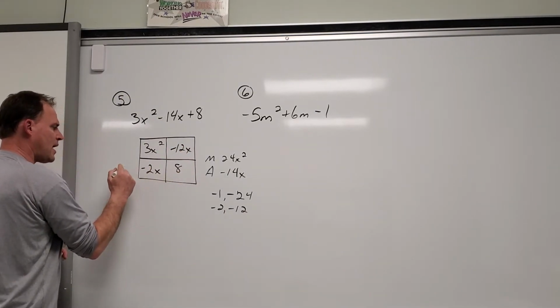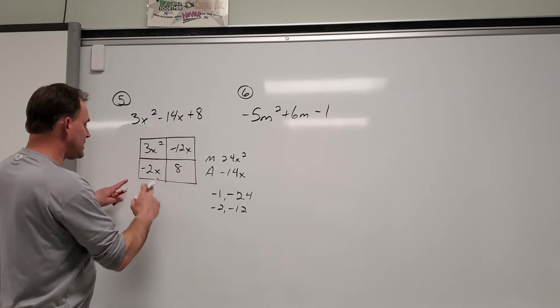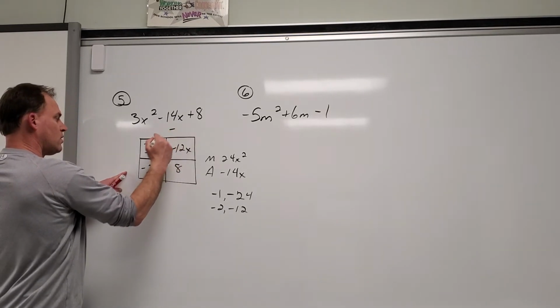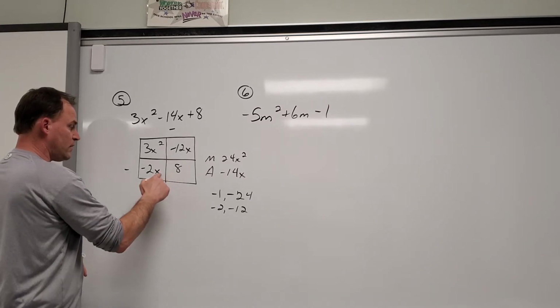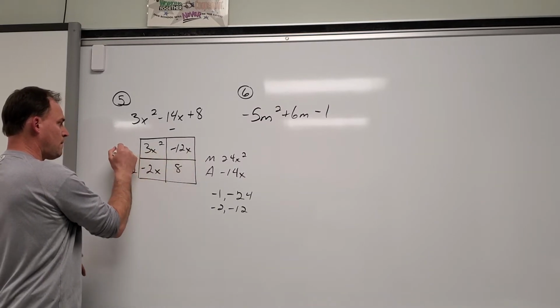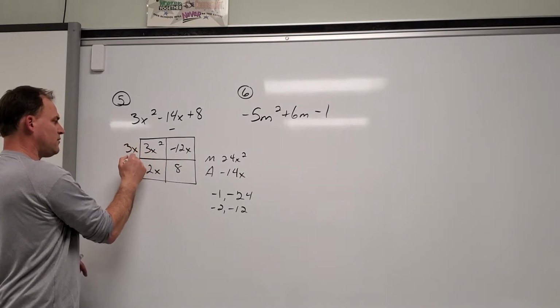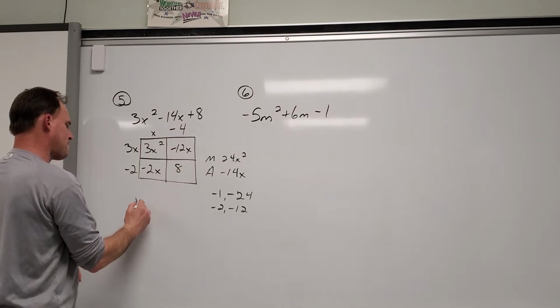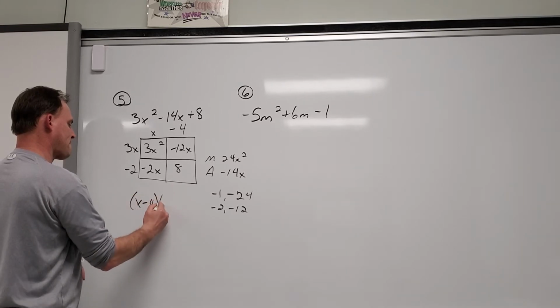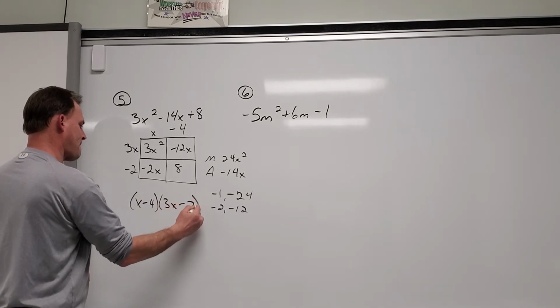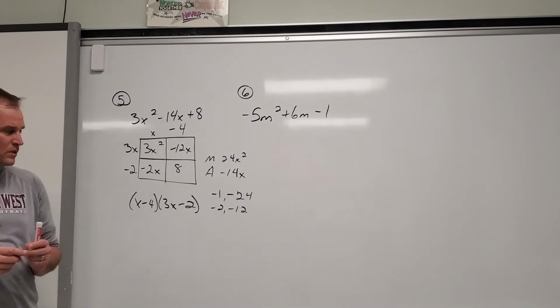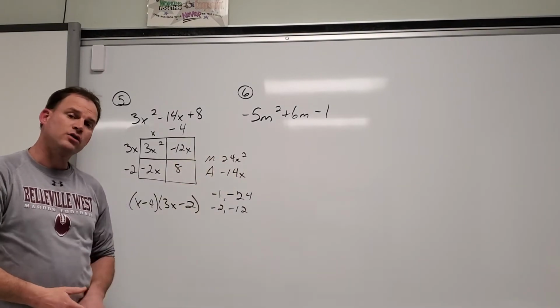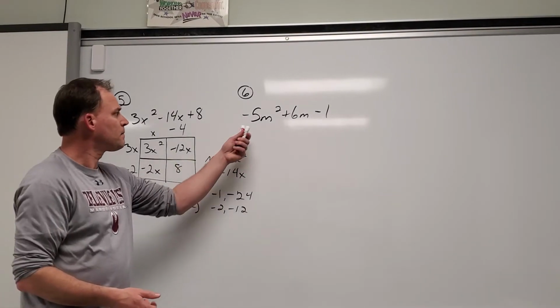GCF, the bottom. Now again, pay attention to your signs. I know those are both going to be negative. So my GCF here is -2. That's the positive 3x. That's just an x. That's a -4. Answer. All right. Questions? Okay.